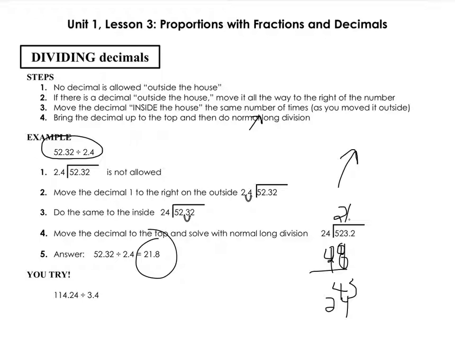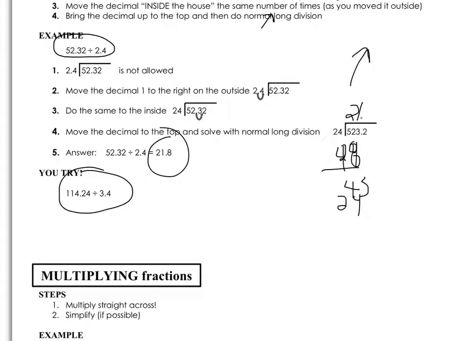What I want you guys to do is to do the you try. You might have to turn your paper sideways to do this for enough space. Oh, there's a big blank spot to the right. You might want to start up higher. So please, in the space provided where it says you try, it might be good if you turn your paper sideways so you can do all the long division. Solve 114.24 divided by 3.4. I'll have you compare with your neighbor in a minute, but right now this is independent and silent. You may begin.